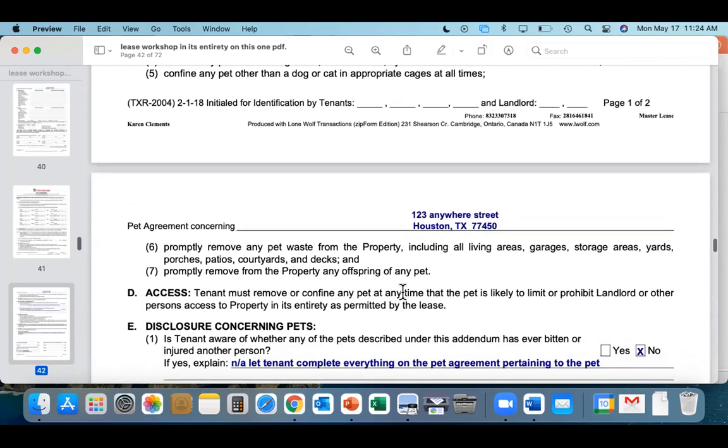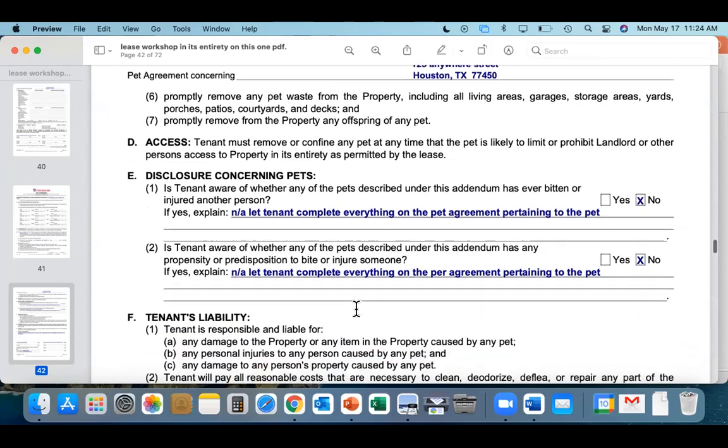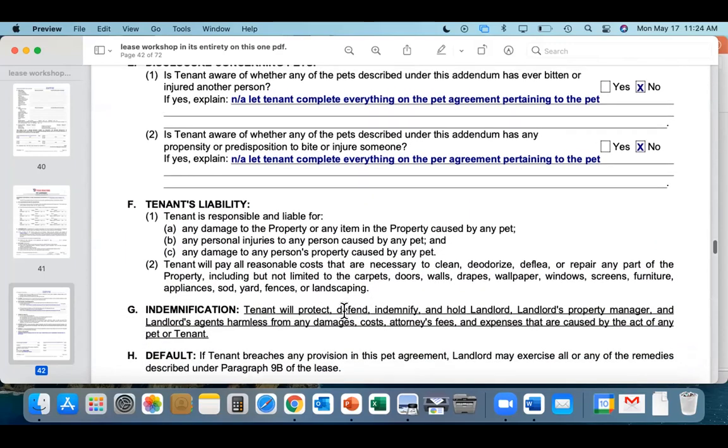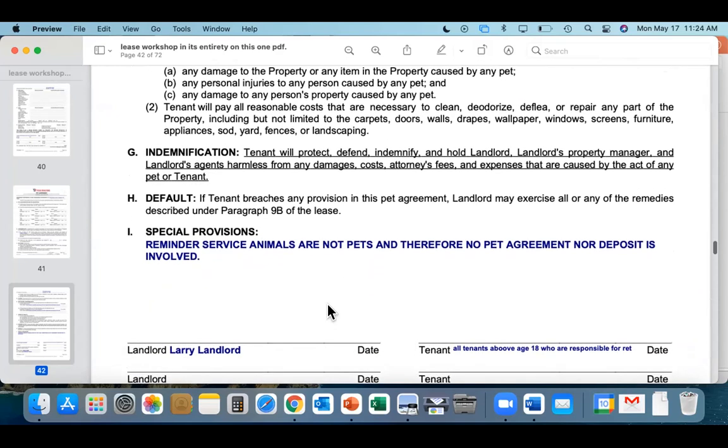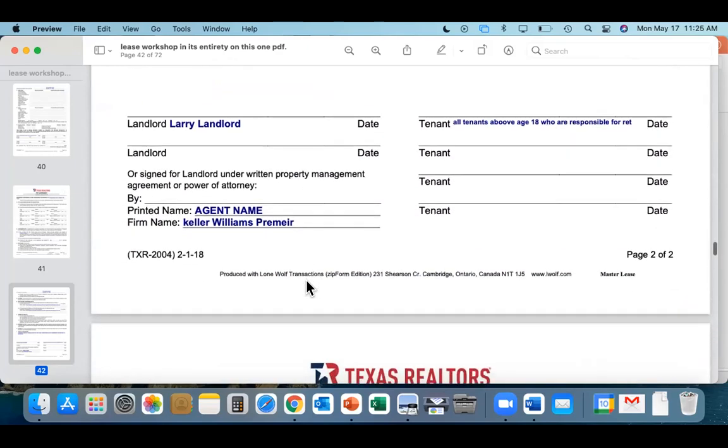So this just takes care of all the important stuff that needs to be disclosed about their pets. And then I have in here, as a reminder to you guys, in case you forget what you learned in real estate school, service animals are not pets, and therefore no pet agreement nor deposit is involved. Just a reminder.